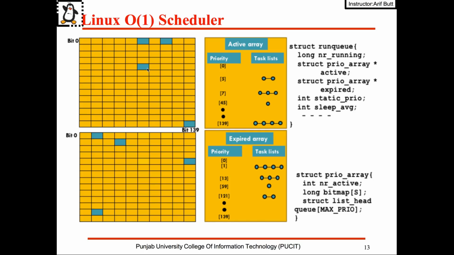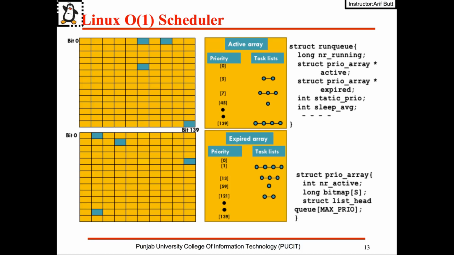So the time to search the first on bit in this bitmap is constant. The time to access that linked list is again constant. And finally, selecting the process at the head of this list is again constant. So the overall time to select the process to run is constant.